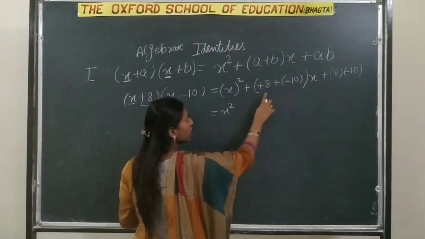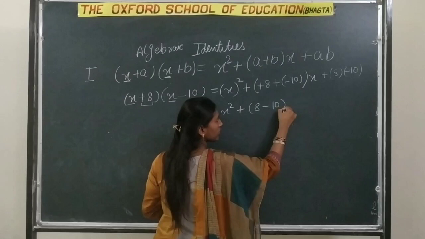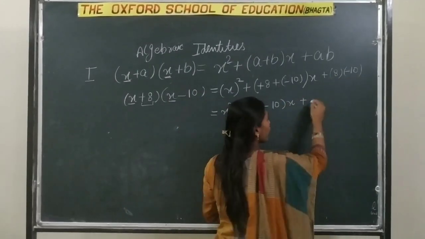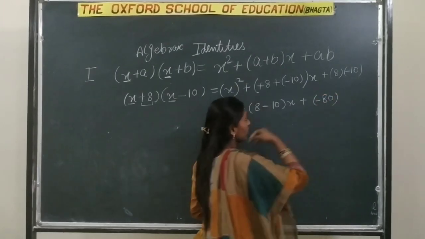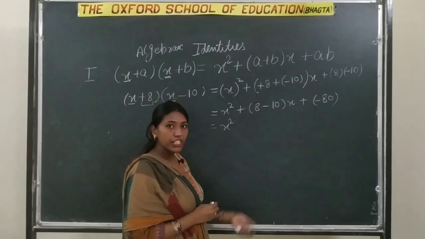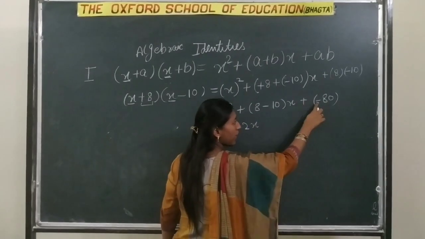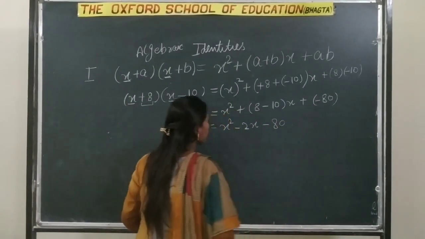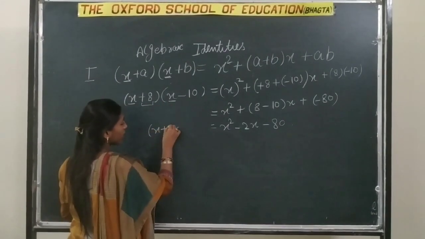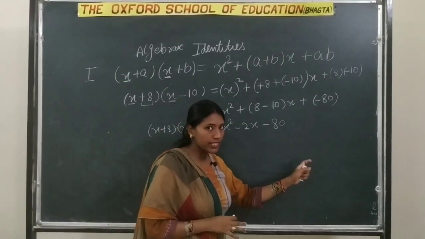x², plus 8 minus 10, x, plus 8 into minus 10 is equal to minus 80. So this is equal to x², 8 minus 10 is equal to minus 2, so minus 2x, minus 80. So this is the answer of their multiplication. So (x + 8)(x - 10) is equal to x² - 2x - 80.